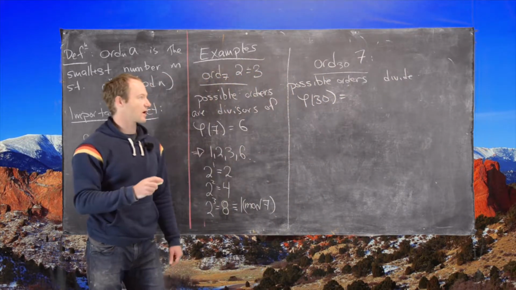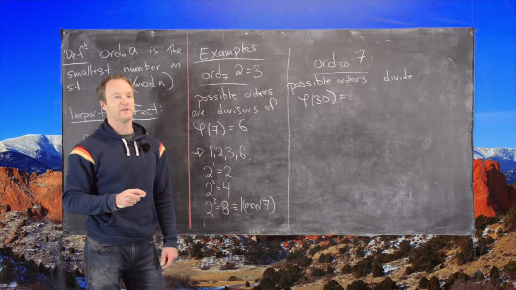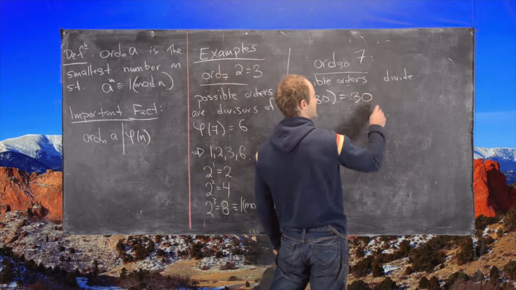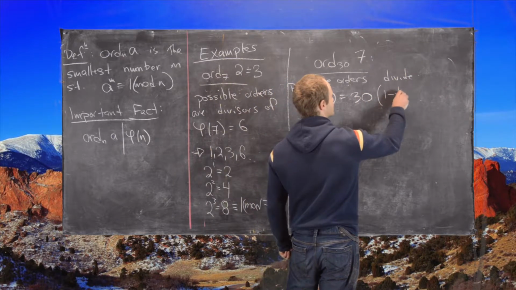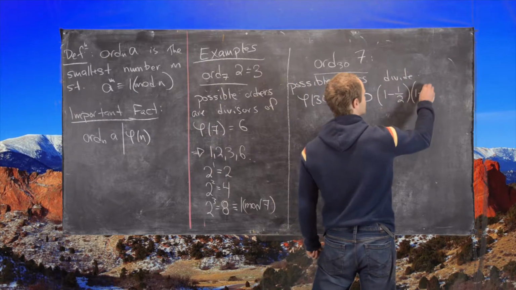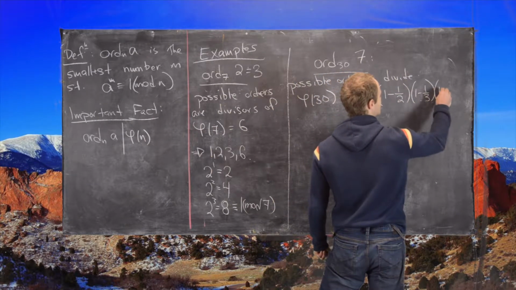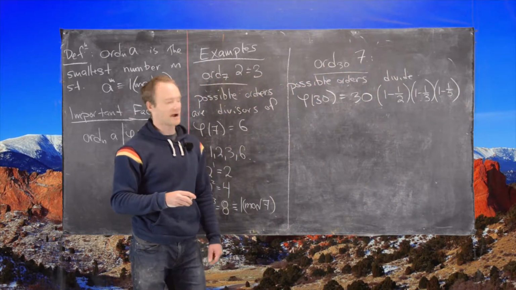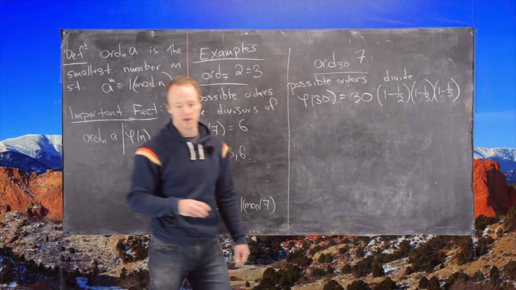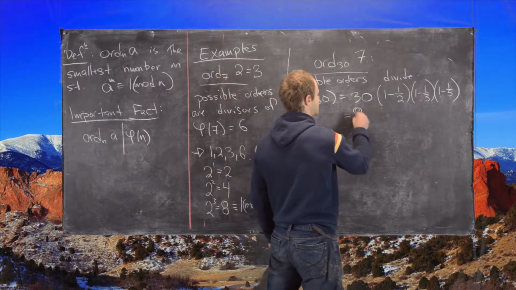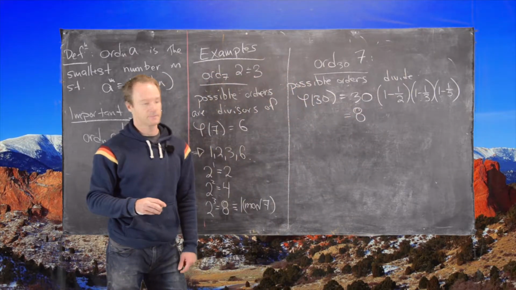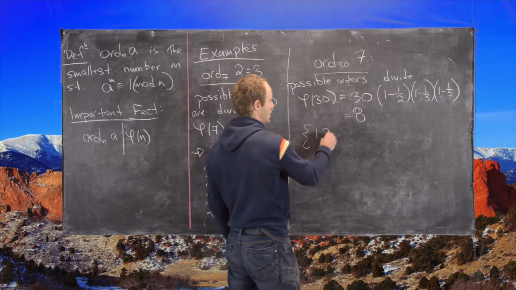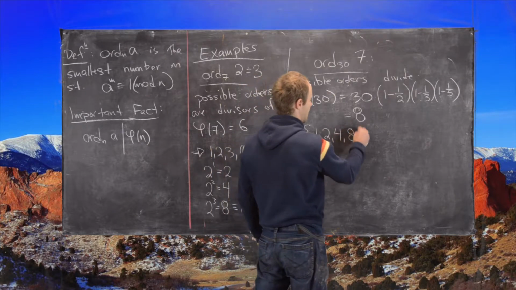I have a video where I make a formula for the Euler phi function. It goes something like this: it's 30 times 1 minus the reciprocal of all of the prime factors. Our prime factors here are 2, 3, and 5. So I have 30, and then 1 minus half, 1 minus third, 1 minus fifth. And in this case, we get 8. So that tells us that the possible orders are in the following set: 1, 2, 4, and 8.